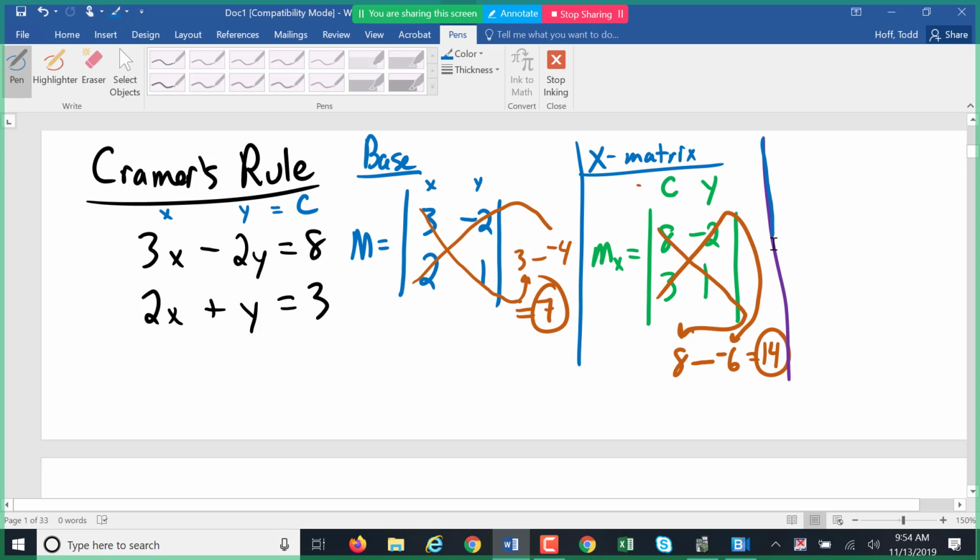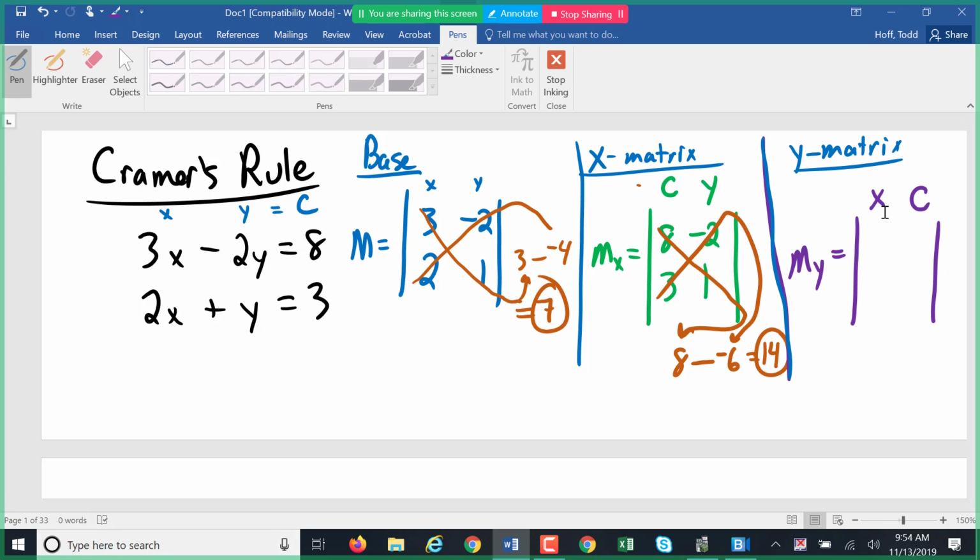Well, Cramer also defined a Y matrix. The Y matrix was M with a subscript Y. In the Y matrix, it's the Y column that Cramer replaced with the constants. So the X coefficients are back in the first column. The second column is now the constants. So the X coefficients are 3 and 2 still. The constants are 8 and 3. And you'll notice the straight lines implying the determinant.